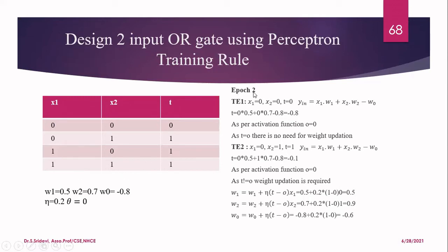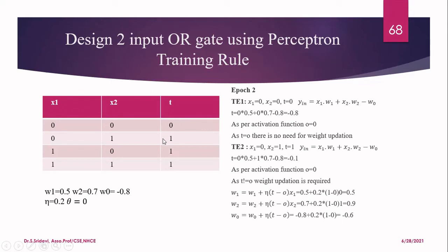Take epoch number 2. Take the first training example again. Apply the new weights now. Same formula. When you apply the new weights, I'm computing the final output as minus 0.8. Now I have to send it to the activation function. Since this is less than or equal to 0, I am getting the output of the activation function as 0. Therefore, there is no need for any weight updation because this 0 is the same as the expected value. So I'm not going to update any weight with respect to training example 1.